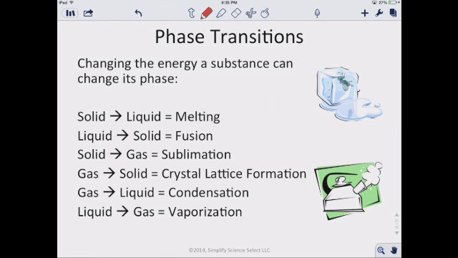Solid to a liquid, we know as melting. Liquid to a solid, we call fusion, more commonly just freezing. Solid to a gas, we call sublimation. Gas to a solid is a crystal lattice formation. Gas to a liquid is condensation, and liquid to a gas is vaporization, which we probably know by its more common name, boiling.